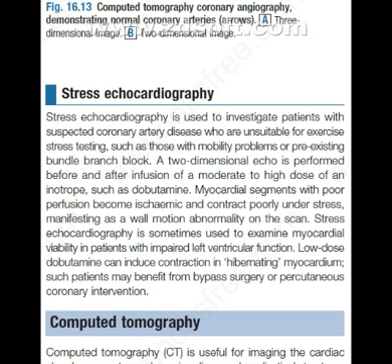Stress echocardiography is sometimes used to examine myocardial viability in patients with impaired left ventricular function. Low-dose dobutamine can induce contraction in hibernating myocardium. Such patients may benefit from bypass surgery or percutaneous coronary intervention.